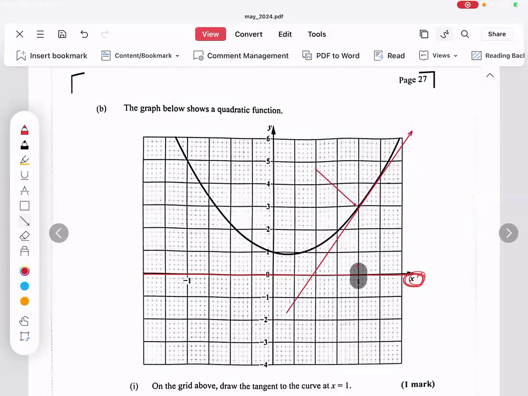Because they say x equal 1. So notice now that I'm pointing an arrow from 1 to show you why I chose the position there. I draw the line to touch the curve, don't make it cut it. I make it touch the curve right at that very position. Okay? So that is how you answer that particular question. Draw it better again.